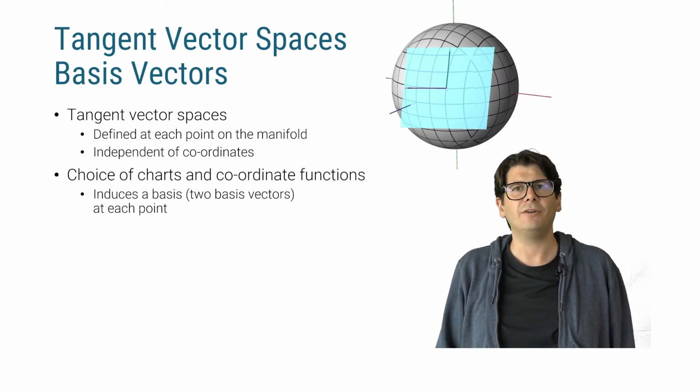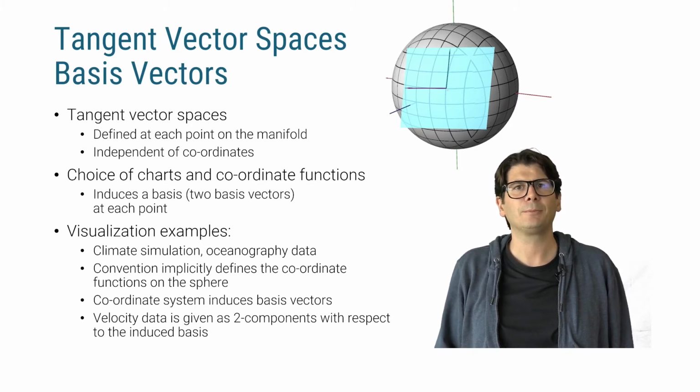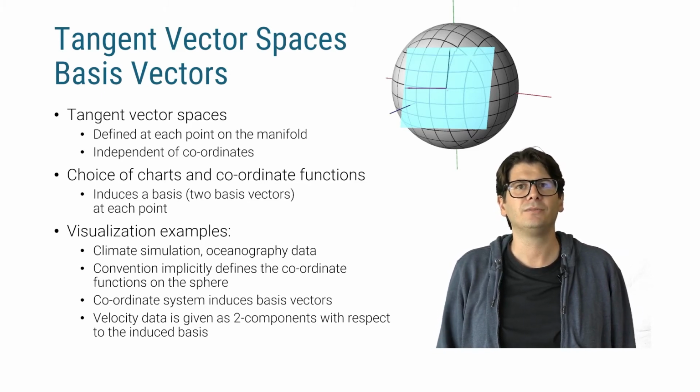In practice, this is very relevant for visualization of flow data on Riemannian manifolds. For instance, in climate science and oceanography, the flow data that we deal with is always given with respect to specific charts and coordinate systems. Typically, the choice of chart and coordinates is implicitly given by a certain file format or convention. This convention induces a basis for all tangent vector spaces. The explicitly stored velocity data that we work with is given simply as 2 numbers at each data point. These 2 numbers are the 2 components of a vector with respect to the chart-induced basis.